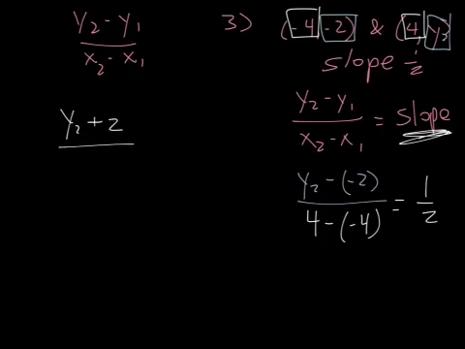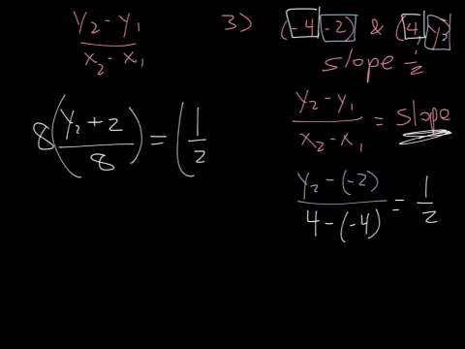Now it's simple algebra. To solve this problem, similar to what we did yesterday, we're going to multiply both sides by the denominator. And what we get is y2 plus 2, these 8's go away, equals 1/2 times 8. 1/2 of 8 is 4.